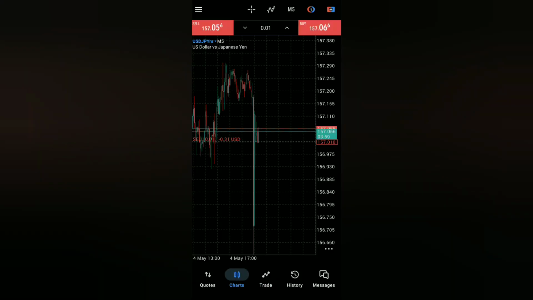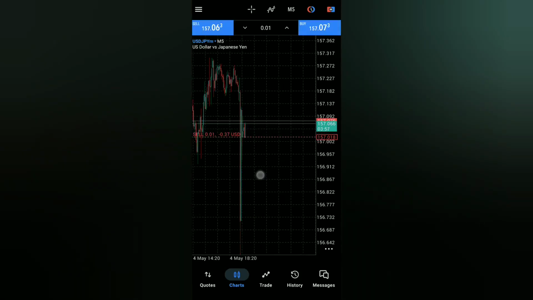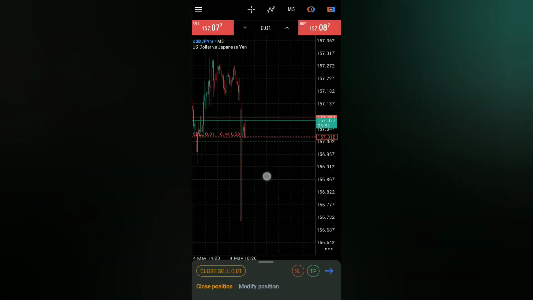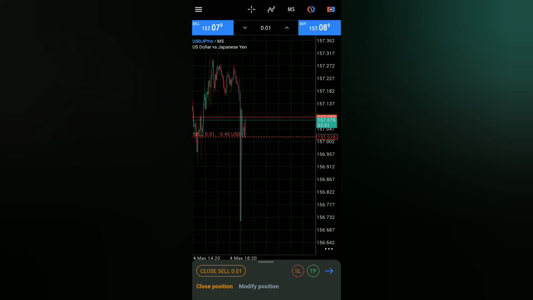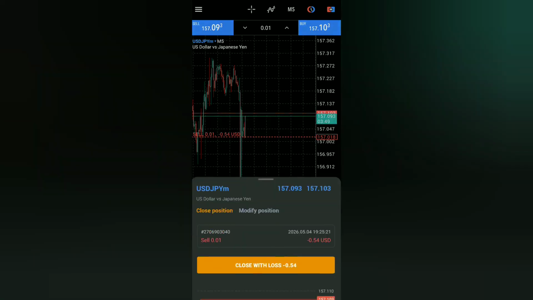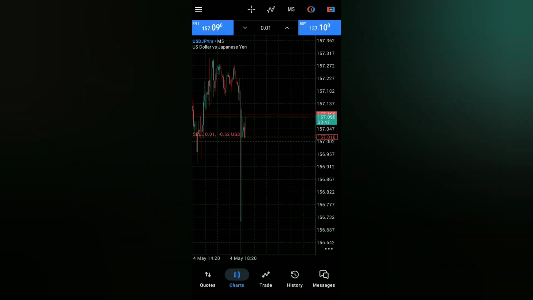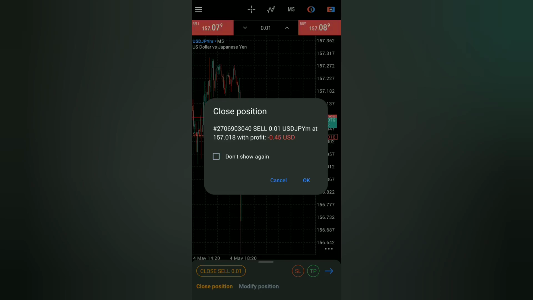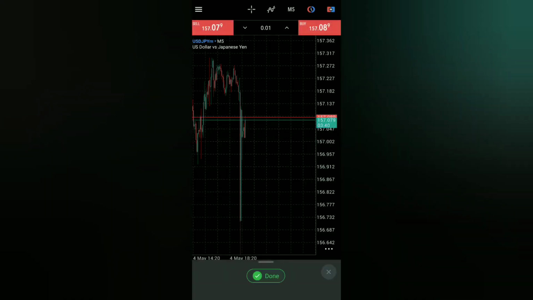Now, let's say you want to cancel this trade. What will you do? You just click it. When you click it, look at what pops up down here. Let me do it again. Just click here. Look, it says close sell. So you click close sell, you close it, you press OK. The sell has closed.